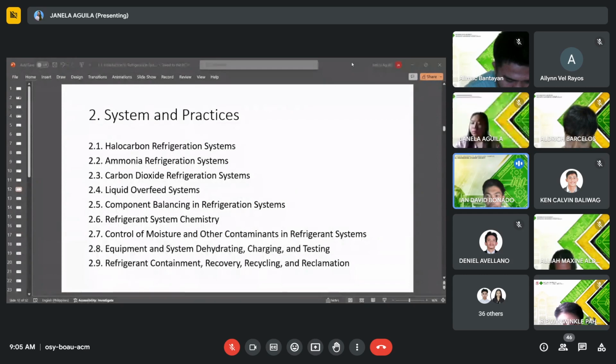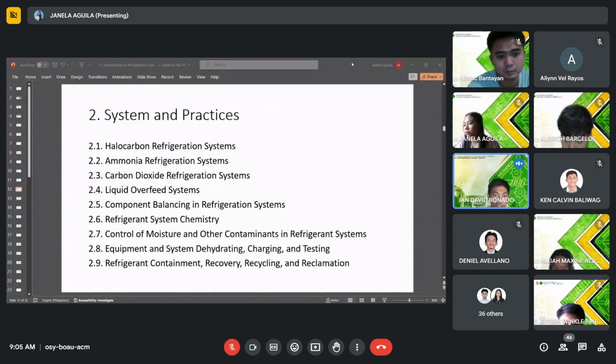So next up is ammonia refrigeration systems. It utilizes ammonia, or NH3, as the refrigerant. Ammonia is a natural, efficient, and environmentally friendly refrigerant with zero ozone depletion potential and a very low global warming potential. Because of its favorable environmental profile, ammonia is widely used in large-scale industrial refrigeration applications, such as cold storage warehouses, food processing facilities, ice rinks, and chemical plants.